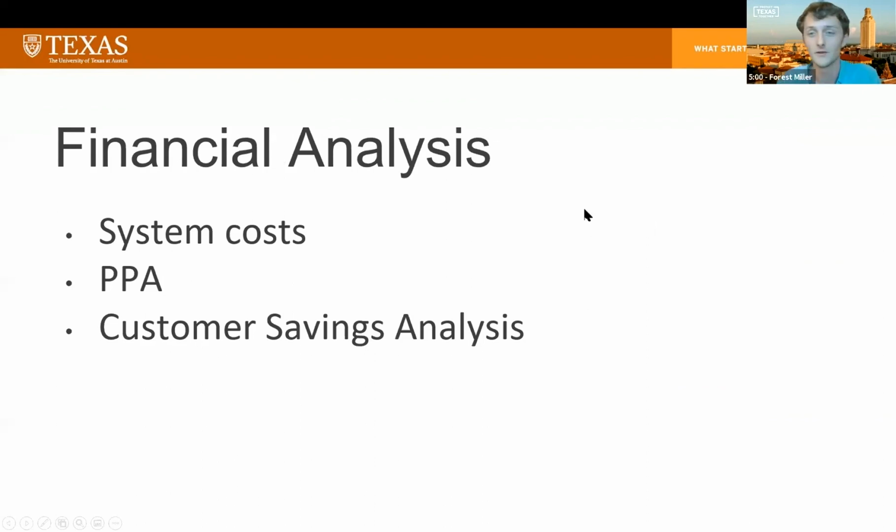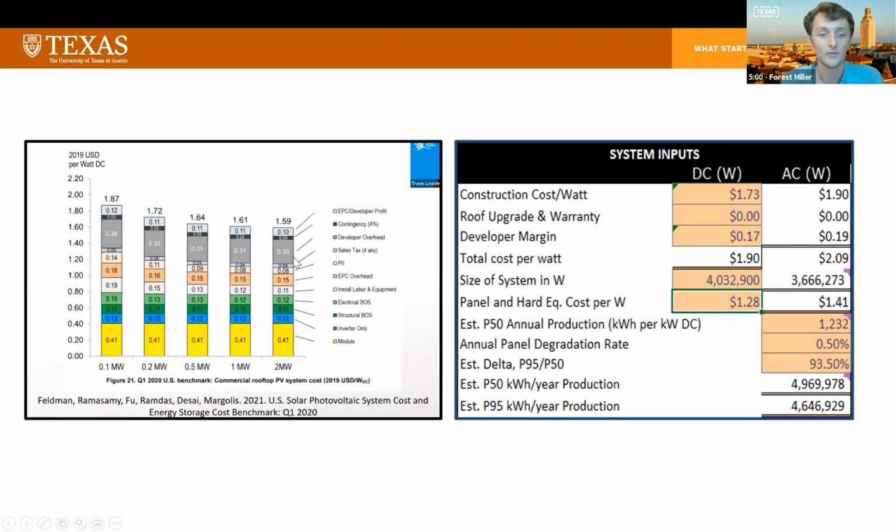Great. So now that we've looked at our design, we can dive into a bit of financial analysis, which will comprise some system costs, our PPA rate, and a customer savings analysis. So first, we'll dive into the system costs.